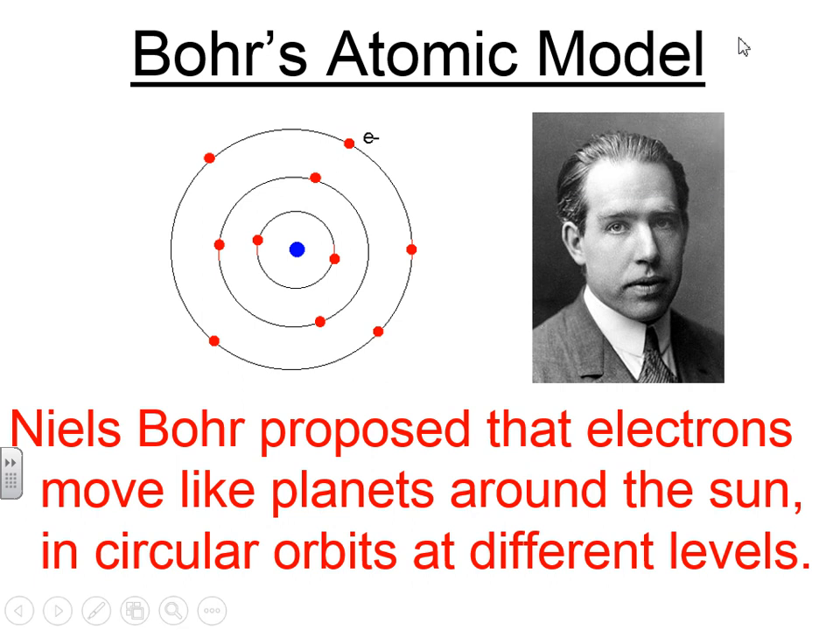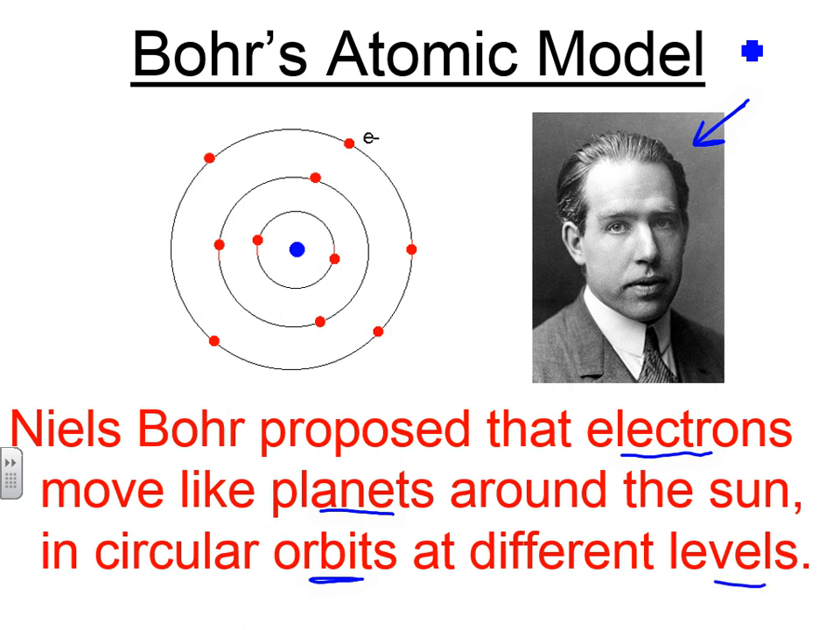This is Unit 1, Video 8, and in this video we'll talk about Bohr's atomic model. We've been discussing electron orbits, and here we're going to go into the specifics of some proposed models that explain how electrons orbit the nucleus. So, Mr. Niels Bohr, here's another dead guy that was instrumental in our understanding of the atom and the electron specifically. And he said that electrons move like planets around the sun in circular orbits at different levels.